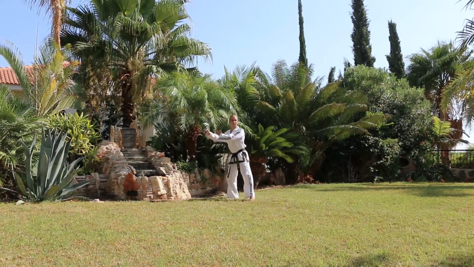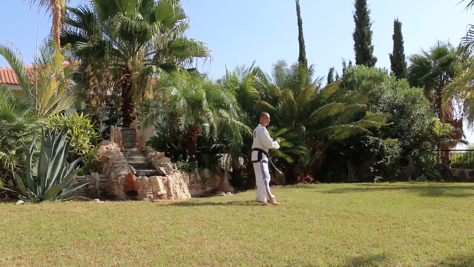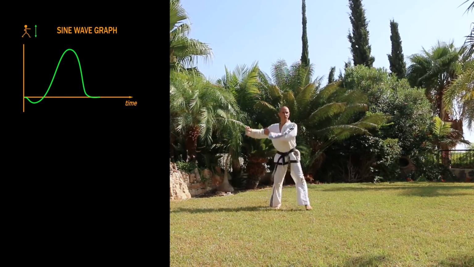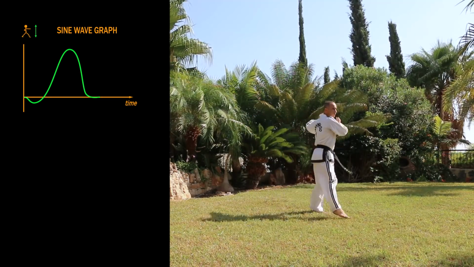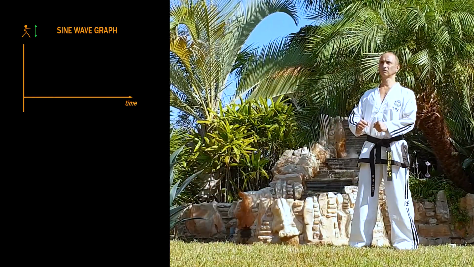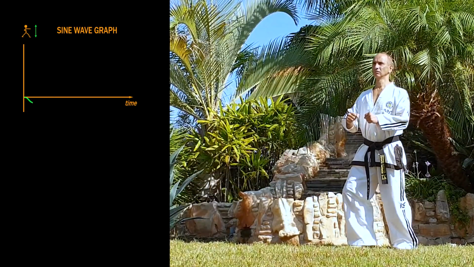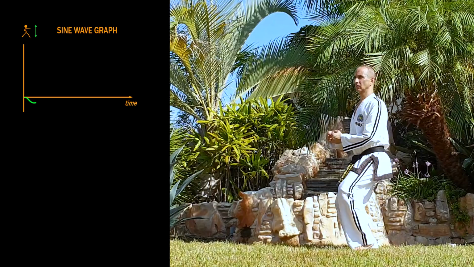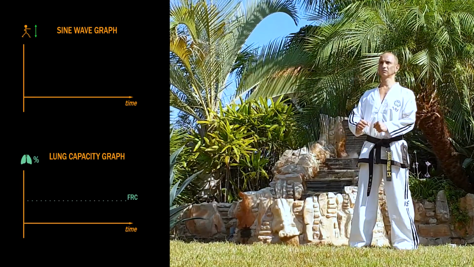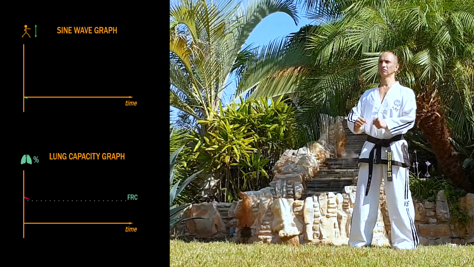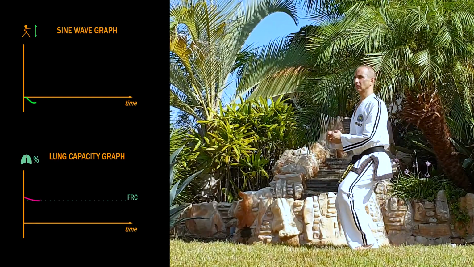Unless specified otherwise, a technique should be done in normal motion. This usually means the technique uses a full sine wave. During the first stage of the sine wave, the body relaxes as it goes into a neutral position. At this stage, your diaphragm and chest are relaxed, so the volume of air will reach the functional residual capacity. Depending on the amount of air in your lungs from the previous movement, air may be inhaled, exhaled, or there may be no airflow at all.